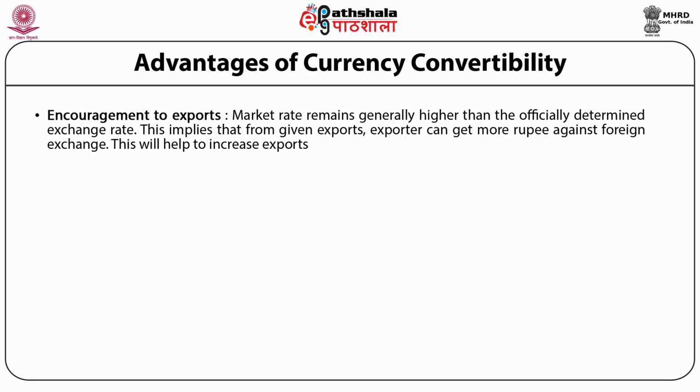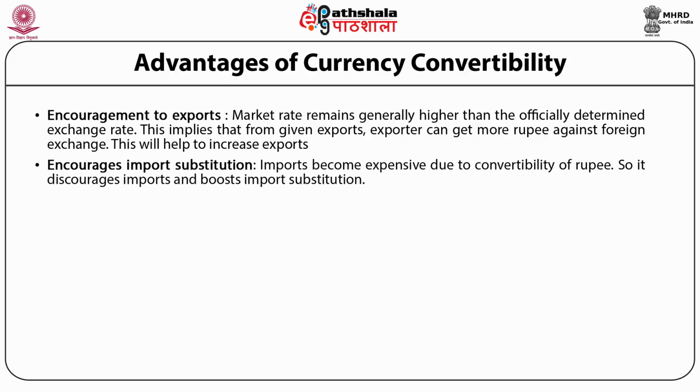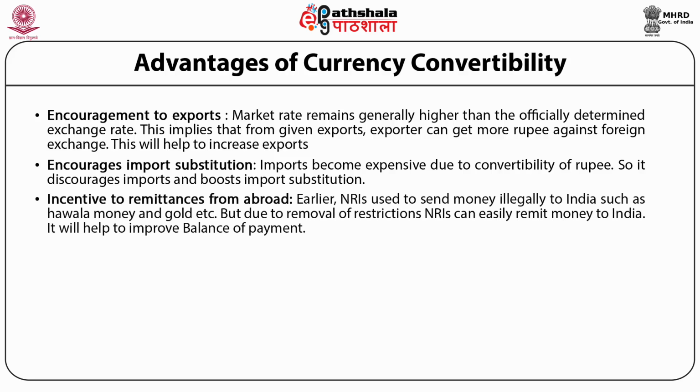It also leads to encouragement in import substitution. Imports become expensive due to convertibility of rupee. Thus, it discourages imports and boosts import substitution. Thirdly, it is an incentive to remittances from abroad. Earlier, NRIs used to send money illegally to India, like hawala money, gold, etc. But due to removal of restrictions, NRIs can easily remit money to India. It will help to improve the balance of payment position of India.